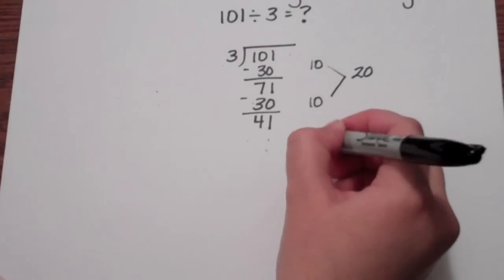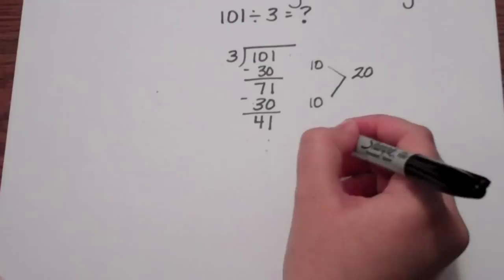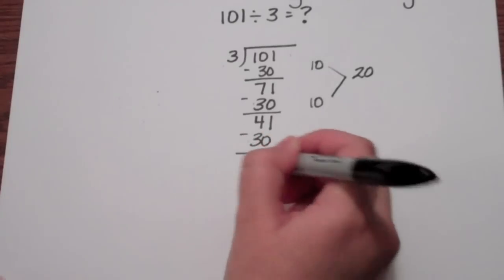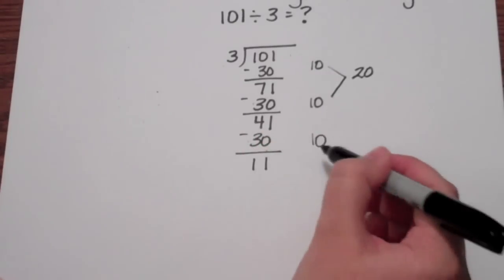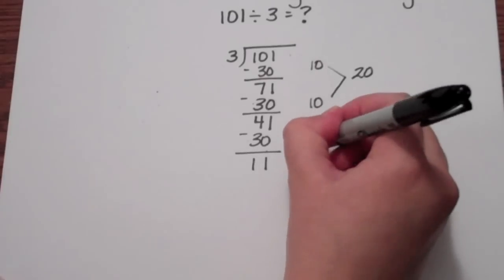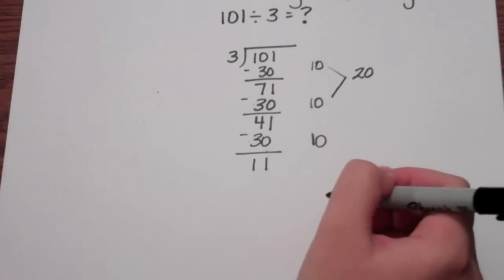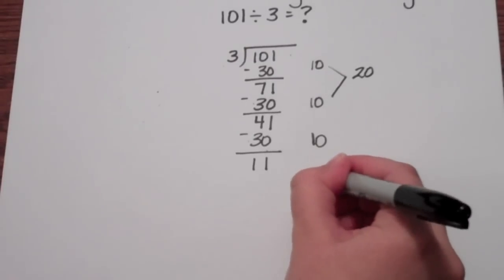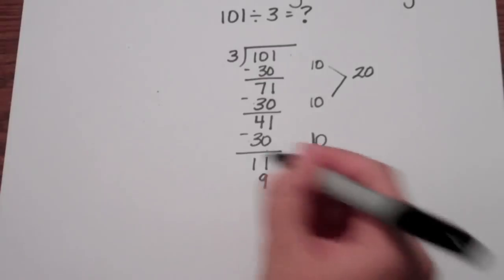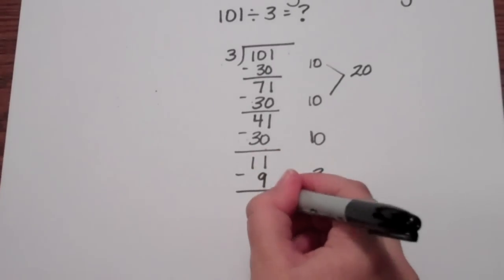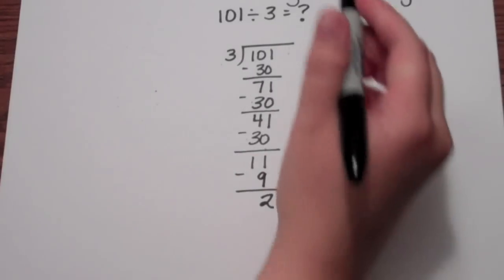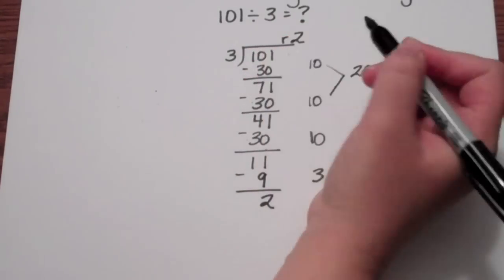So let's take out 10 more threes. 10 times 3 is 30. 41 minus 30 is 11. Now I cannot take out 10 more threes. So now I need to go back to my multiplication facts. What times 3 equals 11 or close to 11? I know 3 times 3 equals 9. That leaves me with 2. I cannot take out 3 anymore, so my remainder is 2.